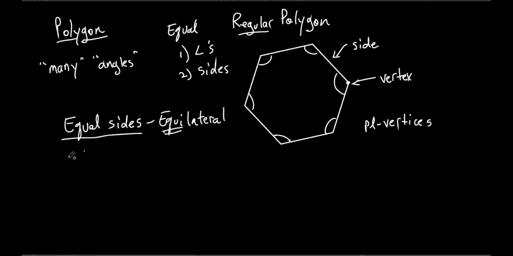Equilateral. So let's take a wild guess what it's called if you have equal angles. If just the angles are equal to each other and not the sides, what do you think we would call that?